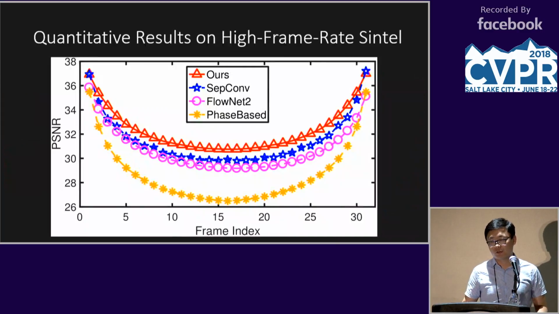Now I'd like to show some quantitative results where 31 intermediate frames are generated. The higher the curve, the better it is. We can see our approach consistently generates better video interpolation results, outperforming all other approaches at each time step.